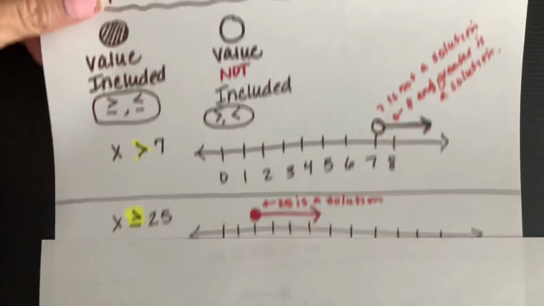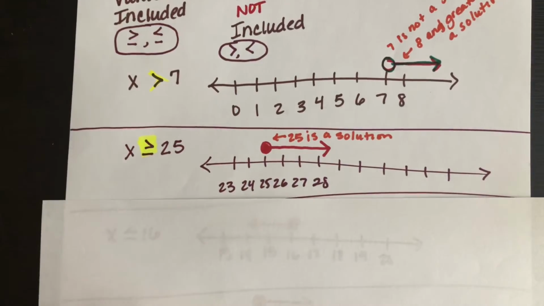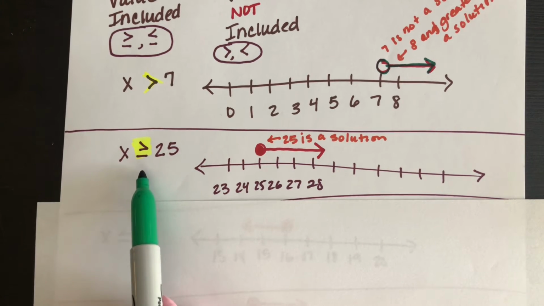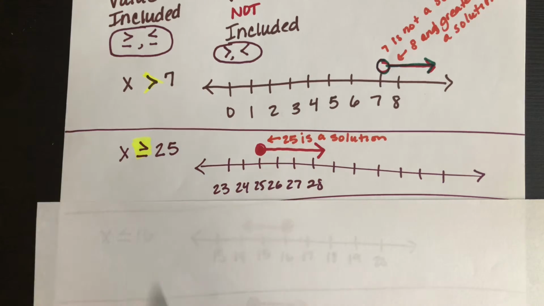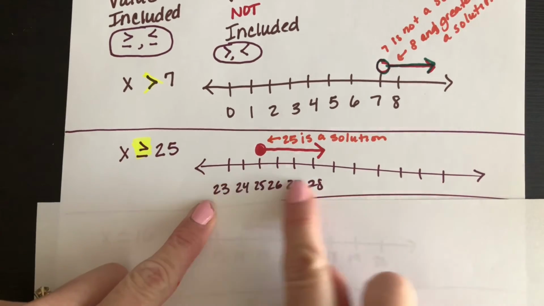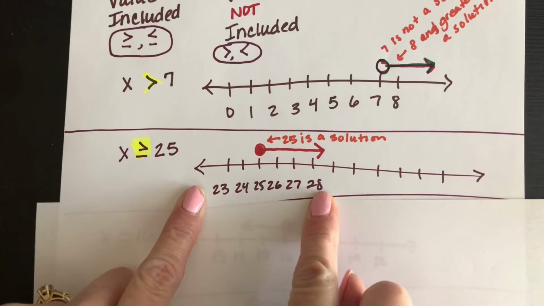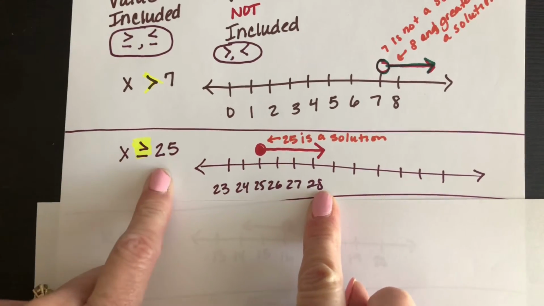The next graph I have, and again, make sure you pause this and write this down. x is greater than or equal to 25. So I draw my number line. You don't have to draw a ton. I just drew a number line out, and I just wrote 23 through 28. So x is greater than or equal to 25.